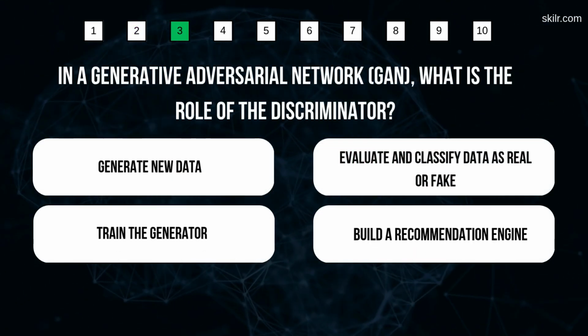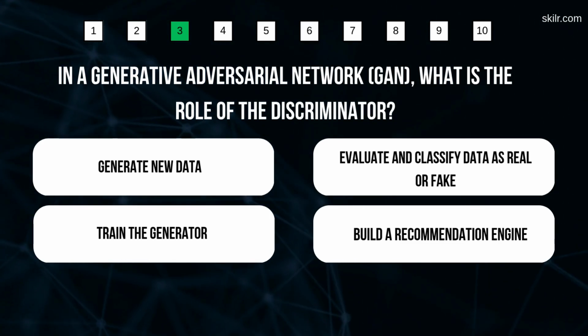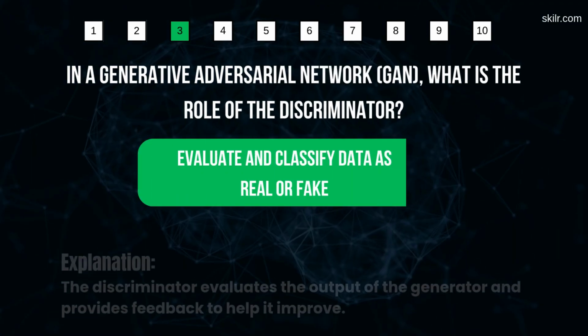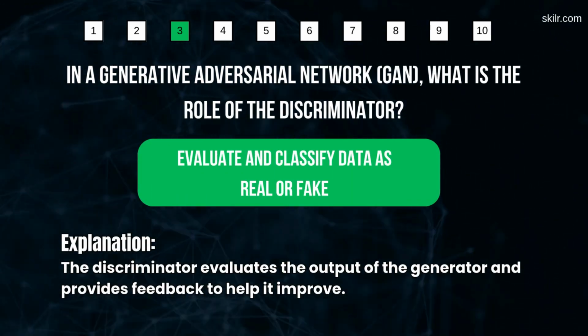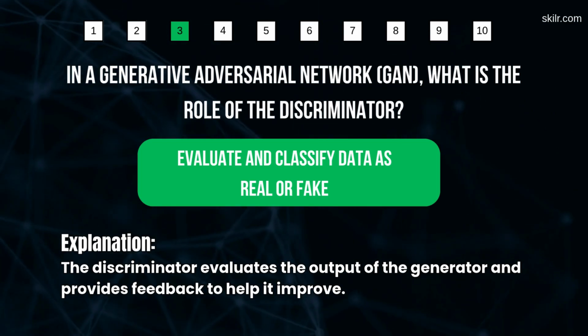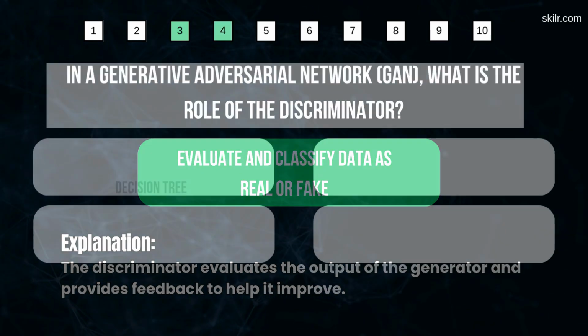Question 3. In a generative adversarial network, GAN, what is the role of the discriminator? The correct answer is evaluate and classify data as real or fake. Where the discriminator evaluates the output of the generator and provides feedback to help it improve.